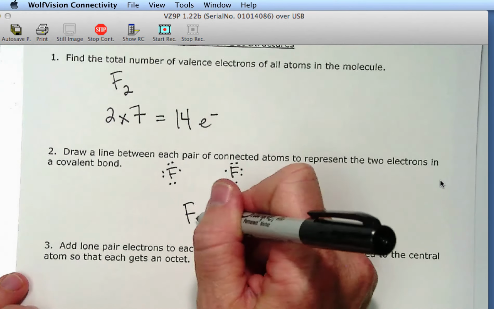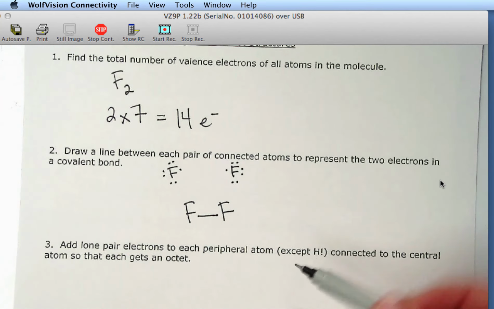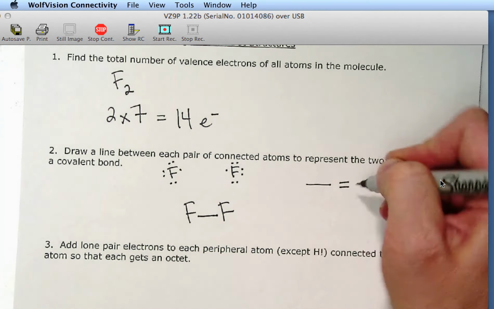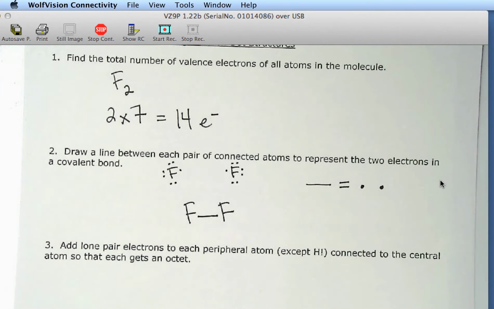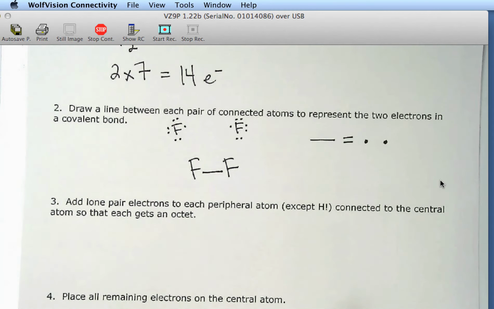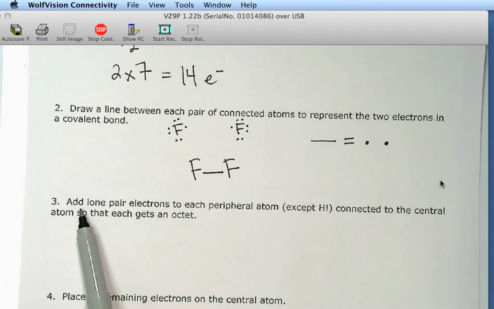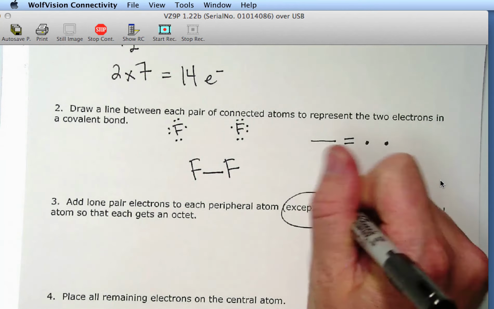In some electron dot structures, a line is drawn between the 2 atoms that are sharing electrons. This line is equal to 2 electrons. So when you're counting up your electrons, you don't say, wait, I'm short. You're not short, you just have it depicted differently.